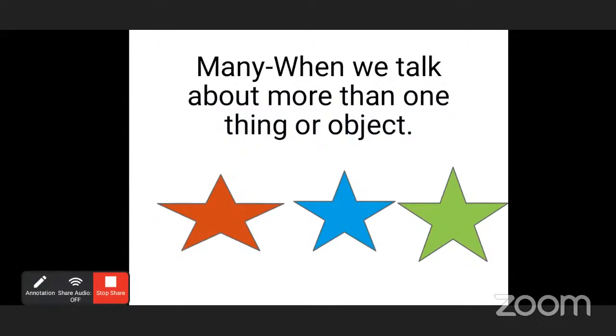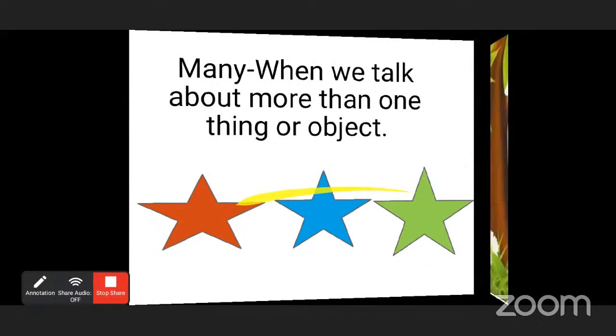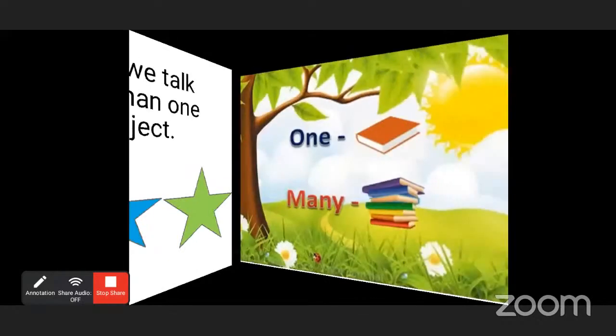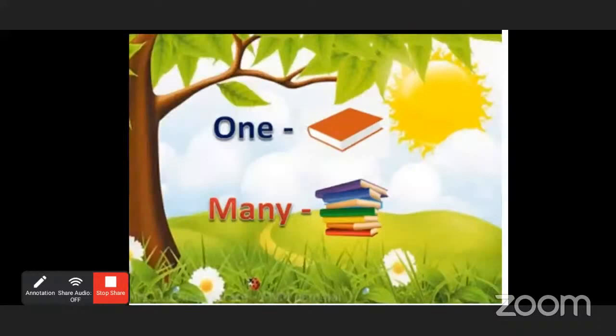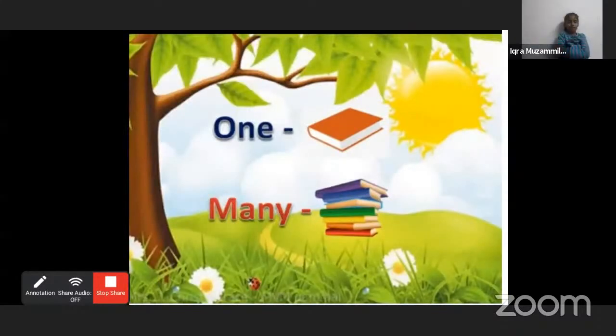Many stars. Three stars are there. So we use many. One, two, three stars. Yes, very good. Now see, one means there is one book. One means one book, and many means many books, more than one.